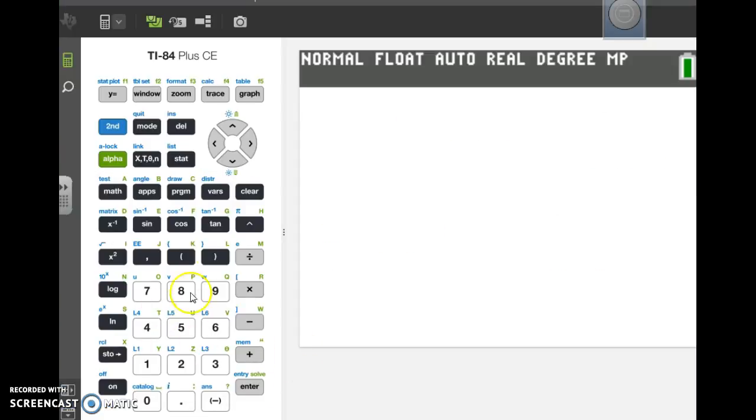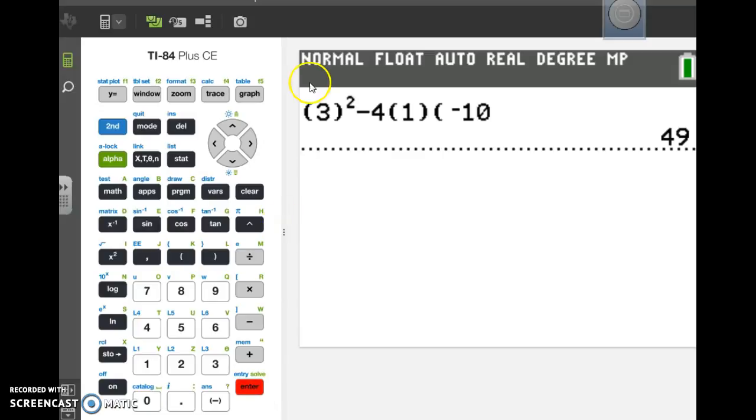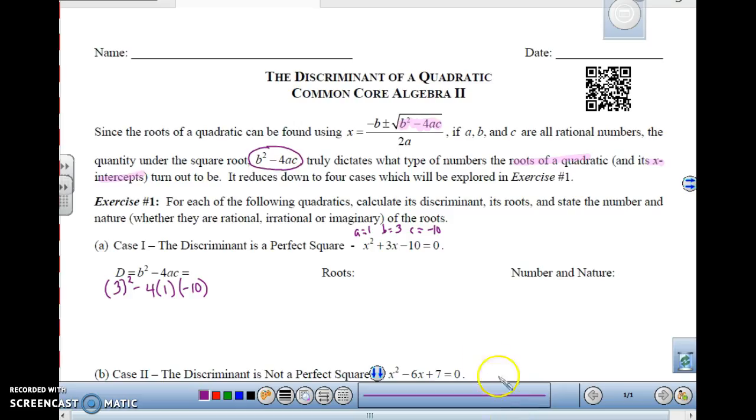All right, go to my calculator. I could probably do this in my head, but just to show you that you can do it in the calculator too. 3 squared minus 4 times 1 times negative 10 is 49. So 49 is what this works out to be. That is a perfect square.